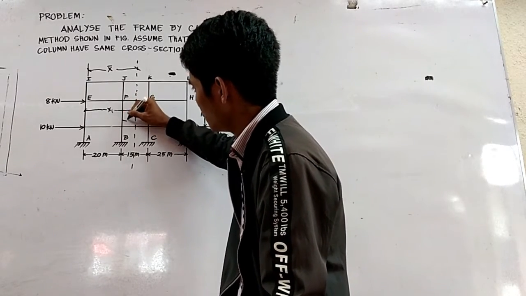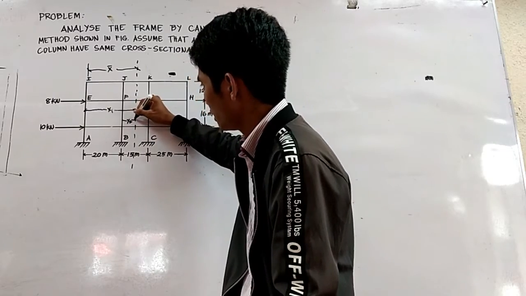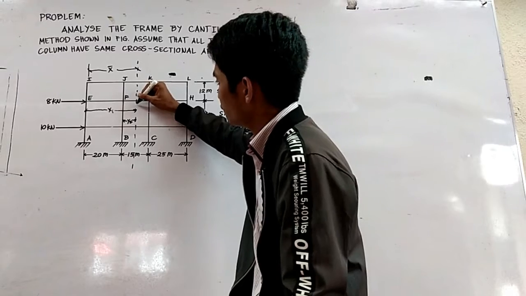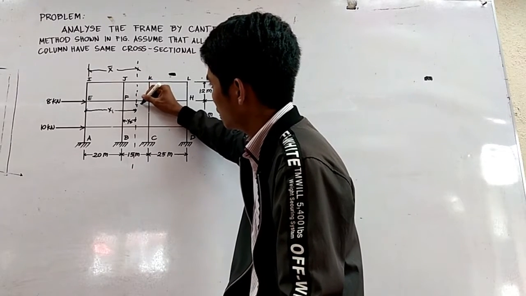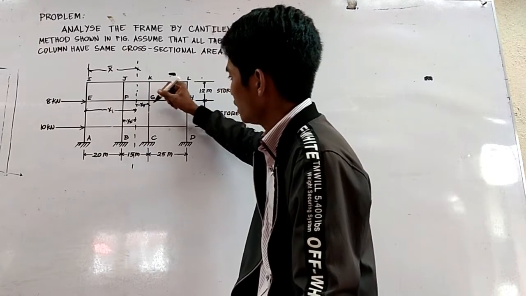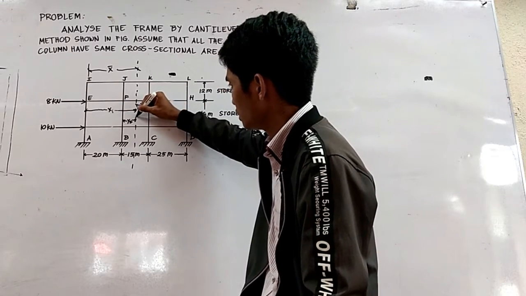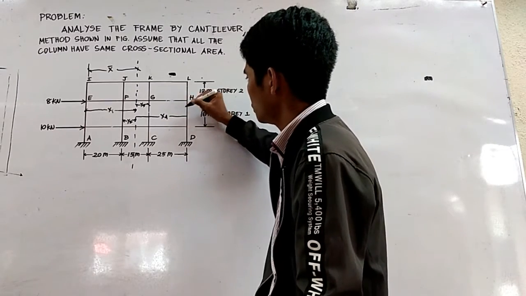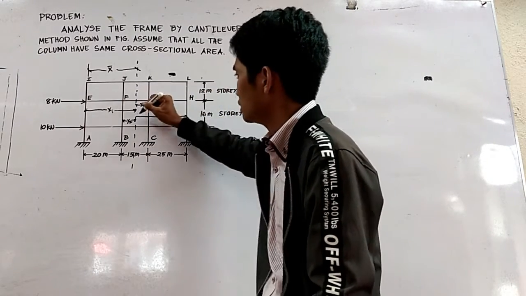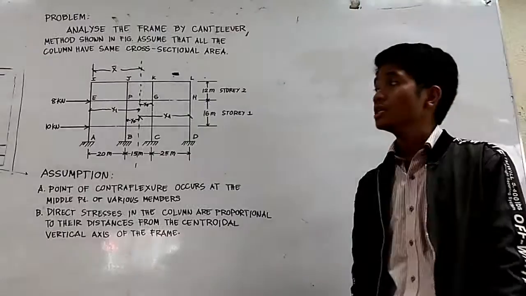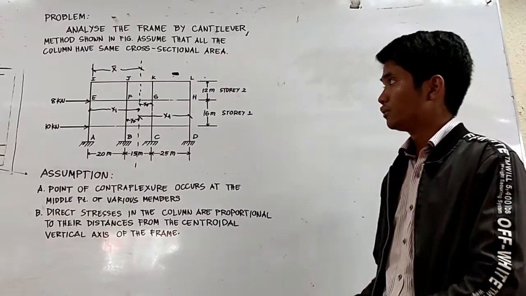X2 is from B up to the center, and the next is X3, from the center to support C. And X4 is from the center to the end, support D. So this is what we need to find, the value of X bar.